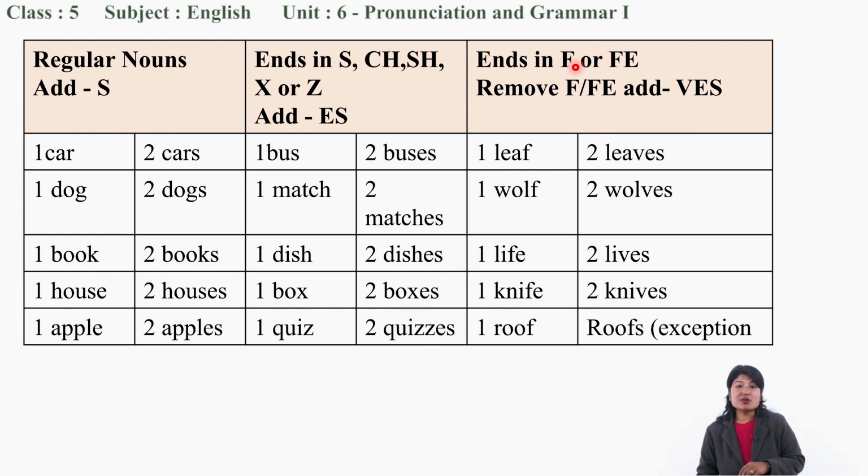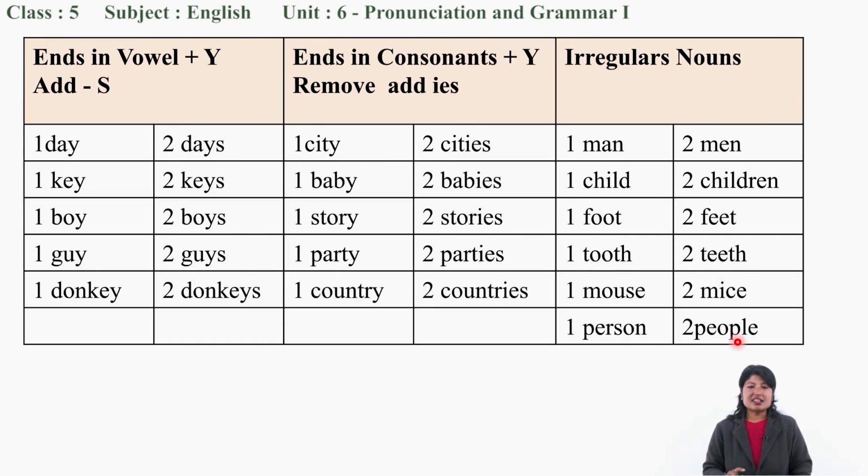And what about words ending in f and fe? They change into ves. Leaf, leaves. Wolf, wolves. Life, lives. Knife, knives. Roof, roofs. Exception: why not ves over here? This is an exception. Everything has an exception, you know.